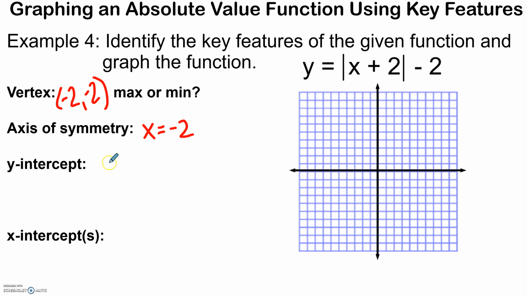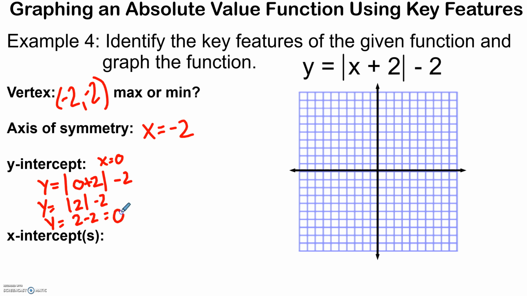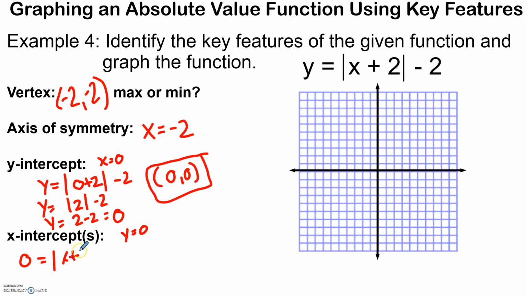My y-intercept is where x equals 0, so I'm going to plug in, and I'm going to get y equals the absolute value of 0 plus 2 minus 2. I continue to solve. 0 plus 2 gives me the absolute value of 2 minus 2. So then I end up with 2 minus 2, which is 0. So I know I'm at the point (0, 0) for my y-intercept. For my x-intercept, I'm going to say that y is 0, which means I'm setting the entire function equal to 0 and solving.